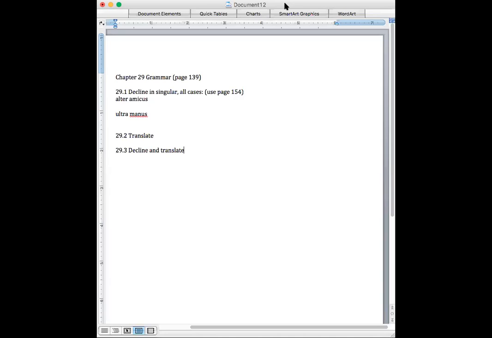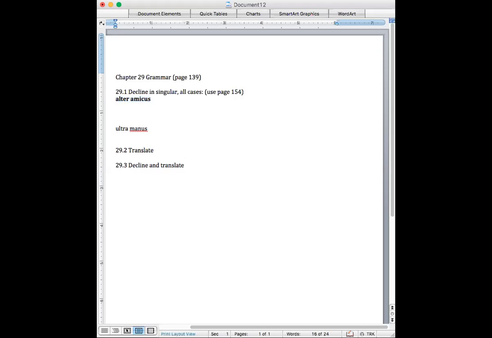Okay. Chapter 29 grammar starts on page 139. So we're going to decline these two noun adjective pairs. Alter, and I believe also utra, are declined for you on page 154. So the easiest thing to do would be to look at that and type out the singulars. So let's do that first. I'm going to bold this to know that that is what we're working with.